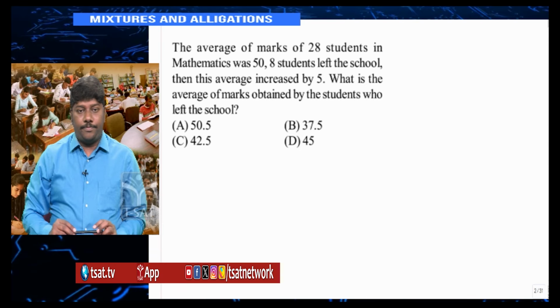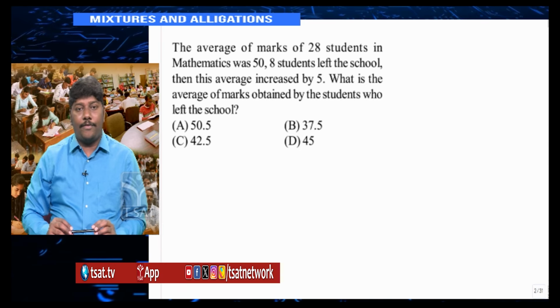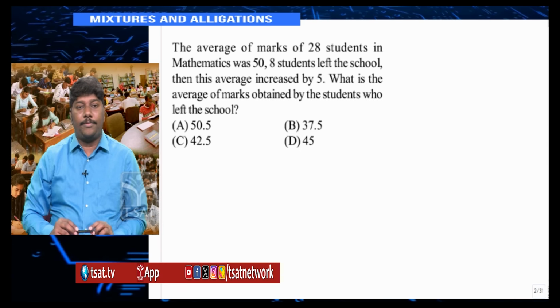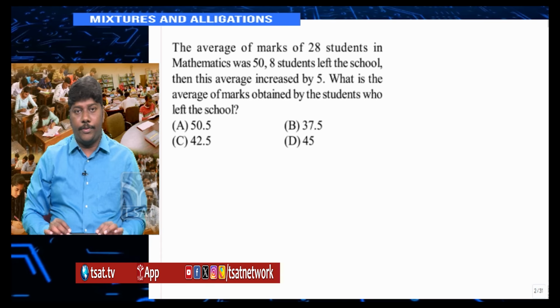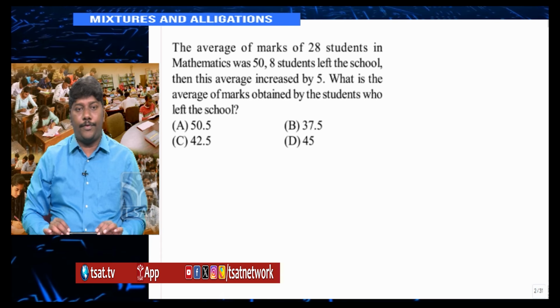Let's look at this question. Here he says the average marks of 28 students in mathematics was 50. There were 28 students in the group, and the average marks is 50.